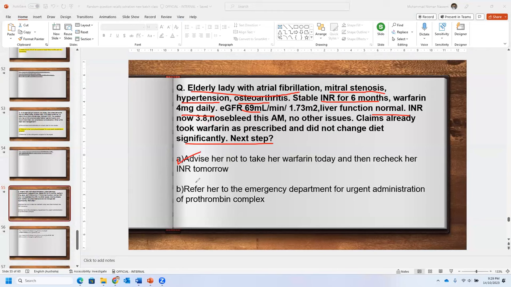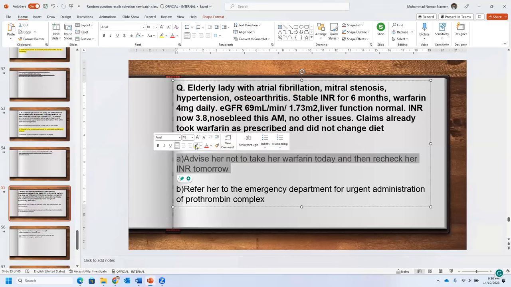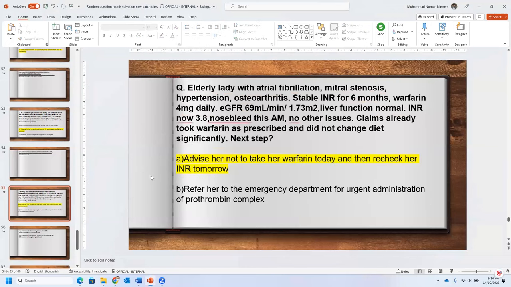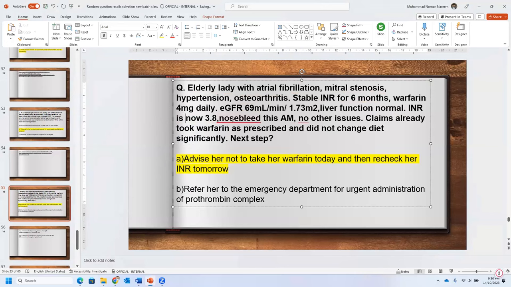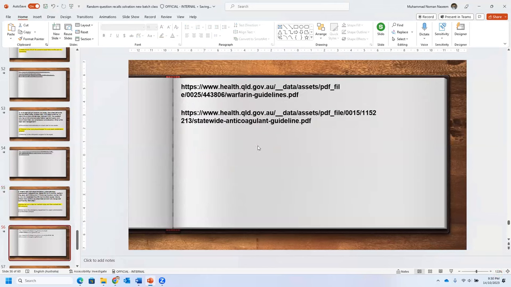Advise her not to take the warfarin today and recheck her INR tomorrow, or advise her to go to the emergency department and have an urgent administration of prothrombin complex. Very good. So if a patient is having just mild bleeding and her INR is a bit high, you ask them to skip the next dose of warfarin and recheck their INR. But if they're having life-threatening bleeding, advise them to go to the emergency department so that we can reverse the effect of the warfarin by giving prothrombinex or FFPs.